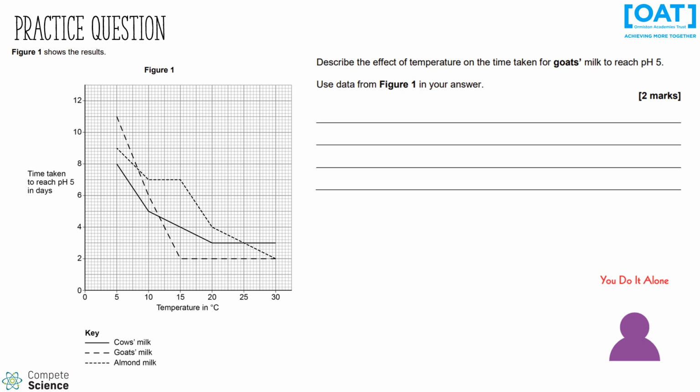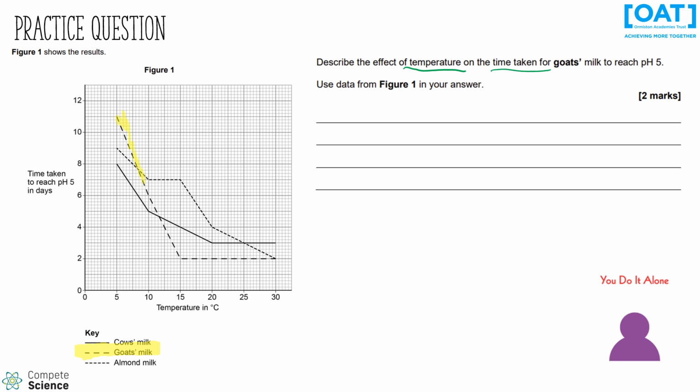Another example, final one. Describe the effect of temperature on the time taken for goat's milk to reach pH 5. Use data from figure 1 in your answer. So again, we're using data. We're looking at the temperature on the time taken for goat's milk. So I'll highlight goat's milk here. Note the key of this line representing goat's milk, which is the dashed line, but it's not the smaller dashes. It's the dashed line with the medium-sized dashes.